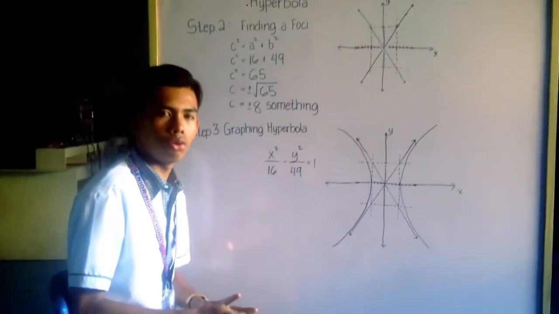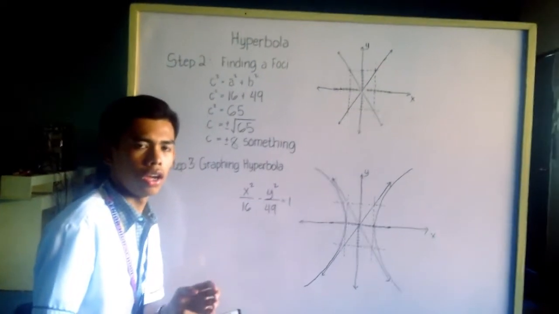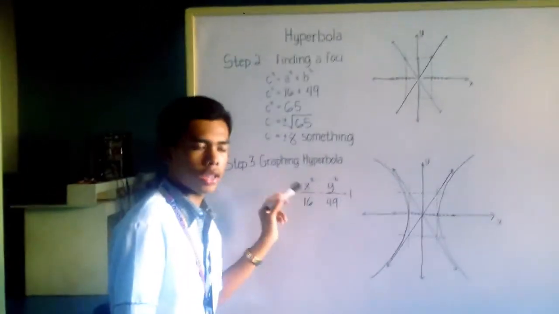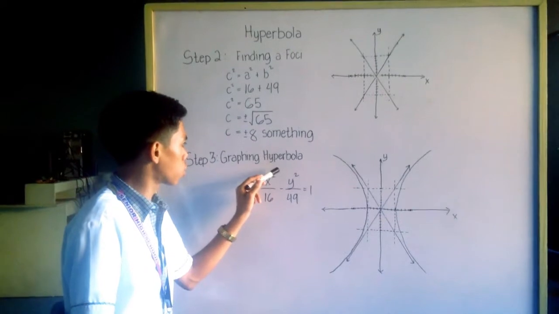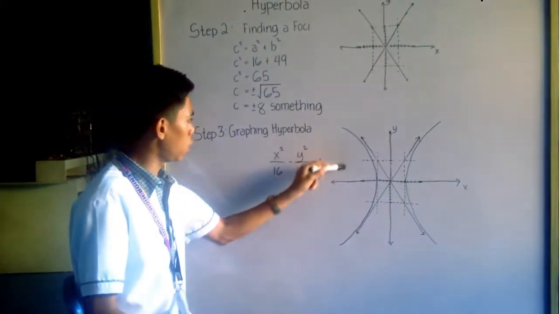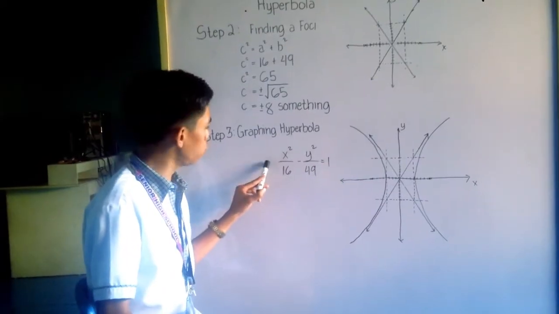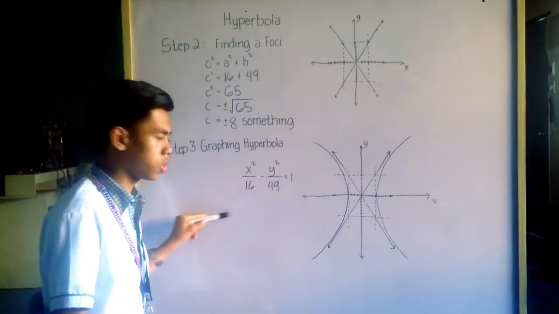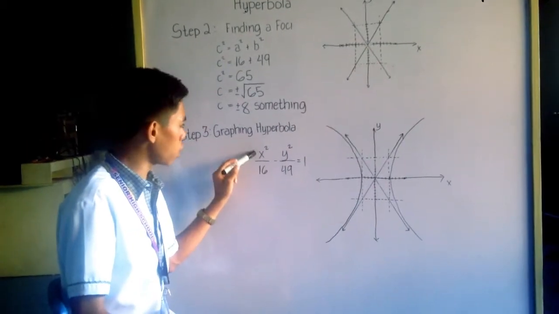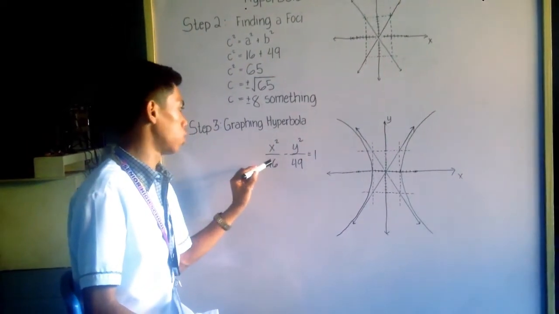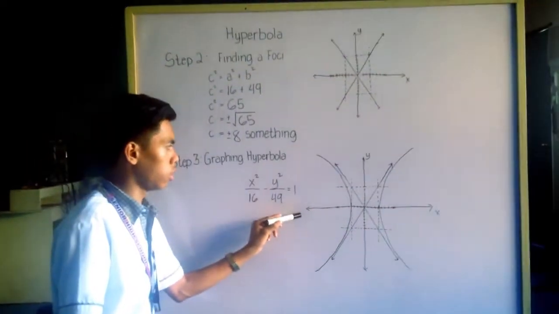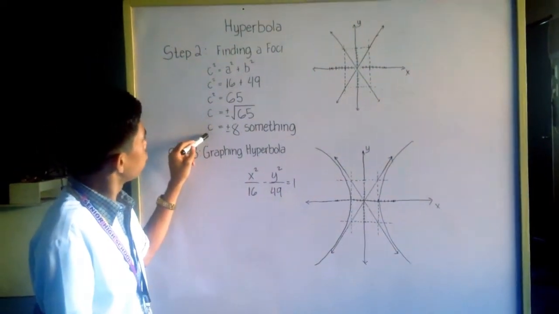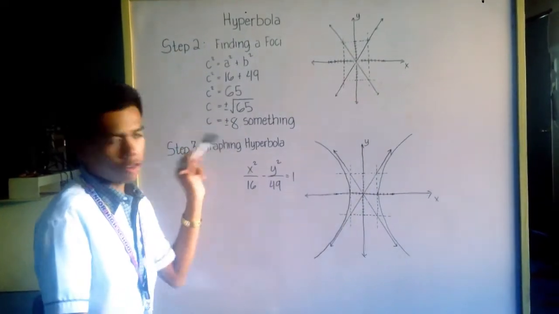The thing that you need to understand in graphing your hyperbola is that your foci are along the x-axis if the x squared term is positive. So in our given equation, we can conclude that the graph of our hyperbola is going horizontally. If the x squared term is negative, we can conclude that the graph of our hyperbola is going vertically. Now we have the value of our c, which gives our foci.